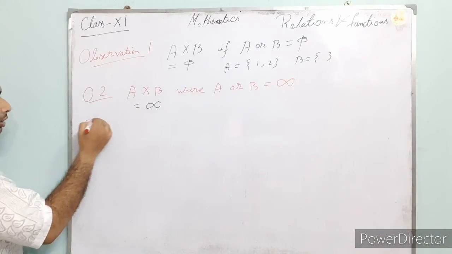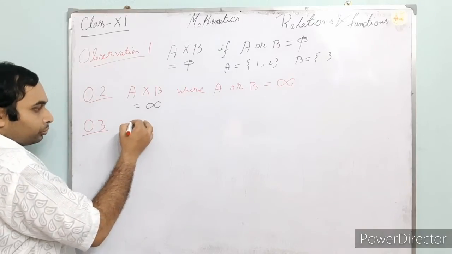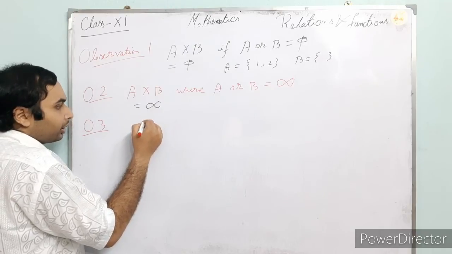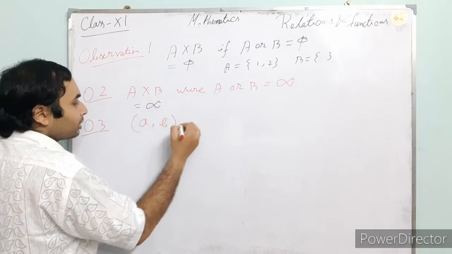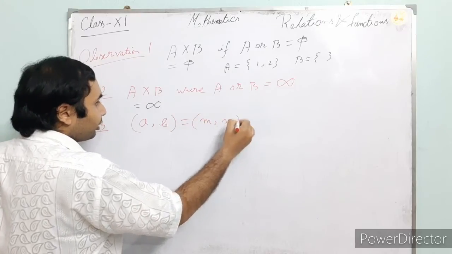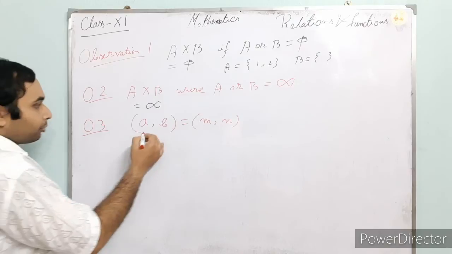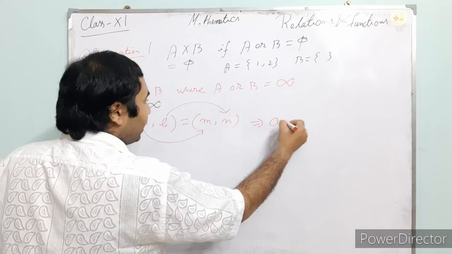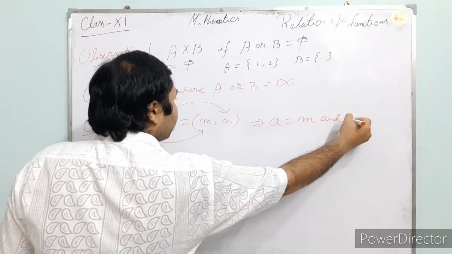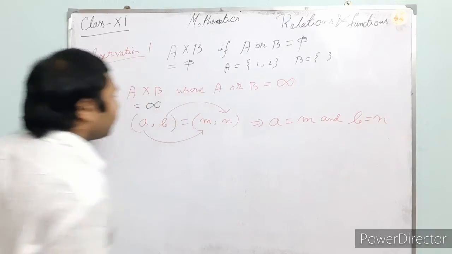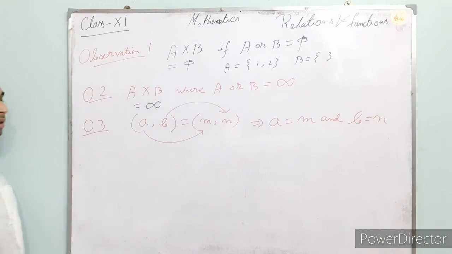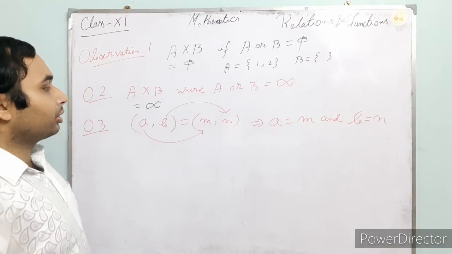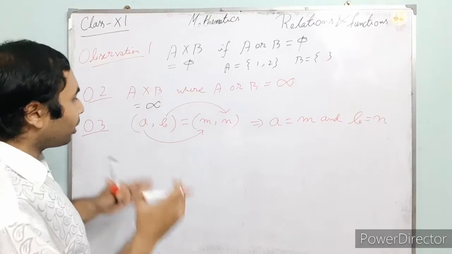Now observation 3. We write for ordered pairs, the Cartesian product ordered pairs will come. If we write (a, b) equals (m, n), that means a equals m and b equals n. This is the observation: a equals m and b equals n. For ordered pairs, those must be equal. That's why we use the term ordered. The pair should be in proper order.